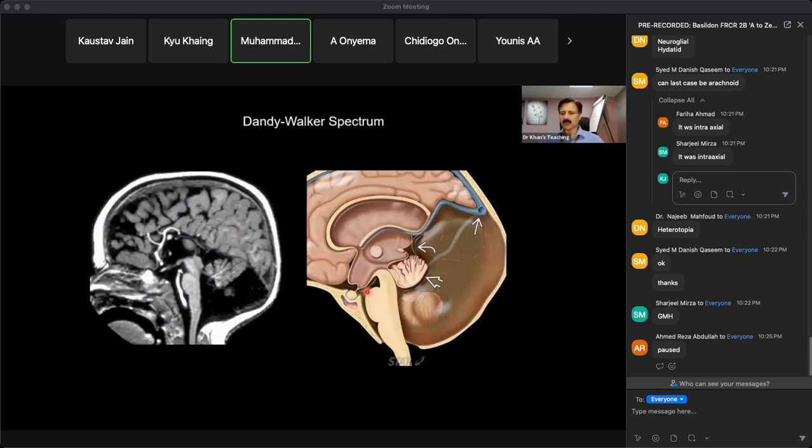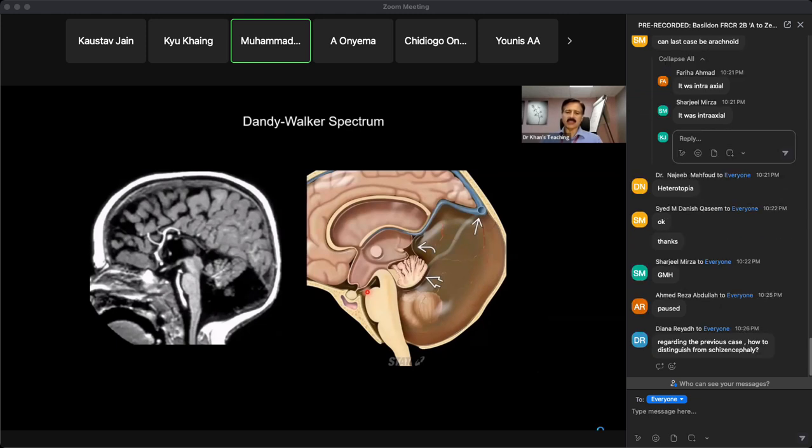Dandy-Walker spectrum, I am going to leave it. You know all of this. It has come in the exam quite a few times. Recent years, no. I think it's a very easy case. You know that there is a Dandy-Walker malformation and there is a Dandy-Walker spectrum.